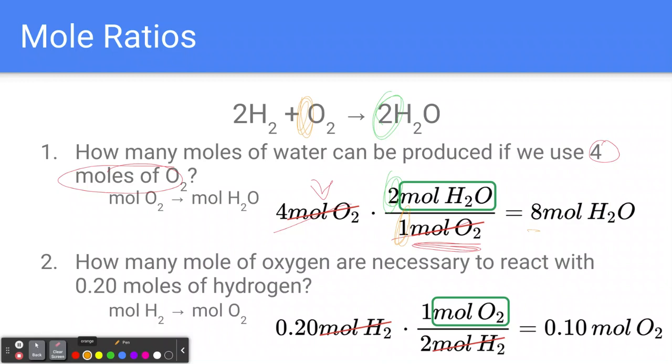Down on the bottom, we're trying to figure out how many moles of oxygen are necessary to react with 0.2 moles of hydrogen. Again, it doesn't matter that we have 2 reactants here. We are going to start here with the 0.2 moles of hydrogen. And then on the bottom, we need moles of hydrogen. On the top, we need moles of oxygen because that's what we'd like to get into. Again, we take a look at our chemical equation. We get the 2 there for our hydrogen. We get the 1 there for our oxygen. And so we take 0.2 divided by 2 to get us 0.1 moles of oxygen.